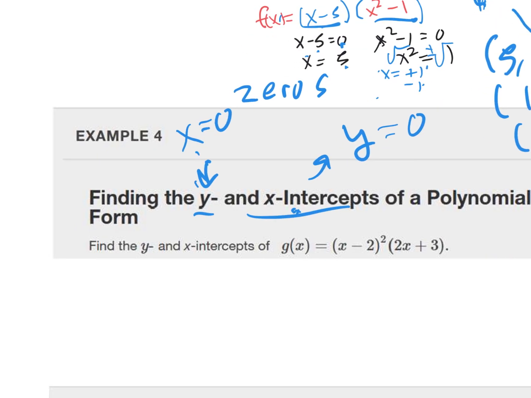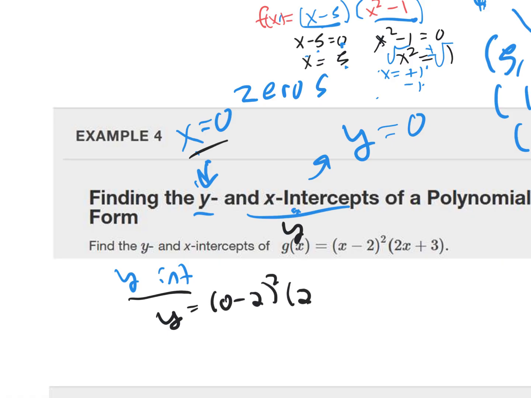Anyway, let's try this one. Y-intercept is when the x is 0, so that's very easy. So let's do the y-intercept first. X's will be 0. Here goes. So my y will be equal to 0 minus 2 squared times 2 times 0 plus 3.